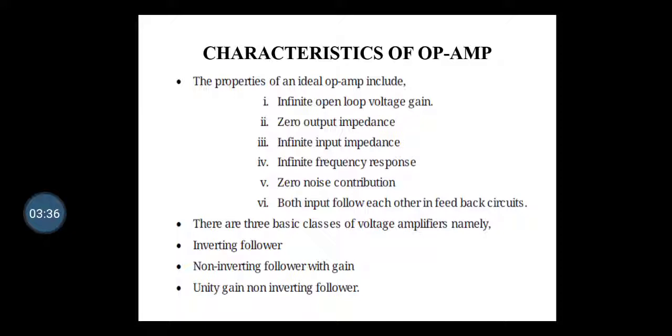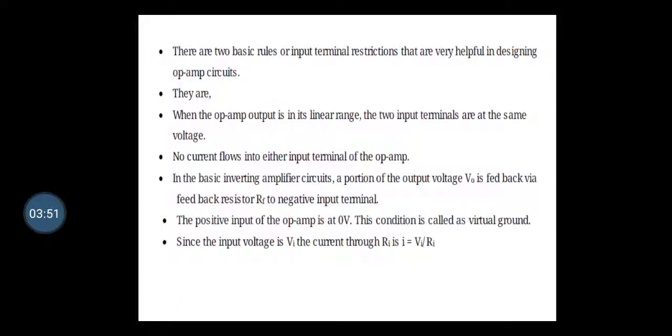There are 3 basic classes of voltage amplifiers available, namely inverting follower, non-inverting follower with gain, and unity gain non-inverting follower. So these are all the further classifications of the operational amplifier. There are 2 basic rules or input terminal restrictions that are very helpful in designing operational amplifier circuits. They are: when the operational amplifier output is in its linear range, the 2 input terminals are at the same voltage, and no current flows into either input terminal of the operational amplifier.